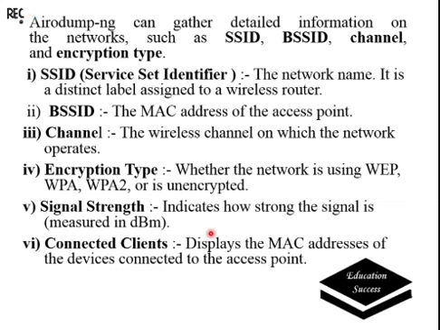Signal strength indicates the signal state, which is measured in dBm, from which we can know how strong the signal is. And the connected clients, it will display the MAC addresses of the devices connected to that access point.